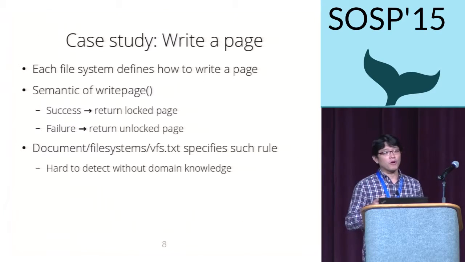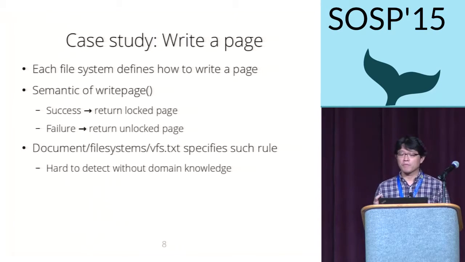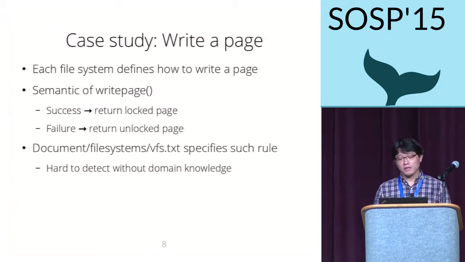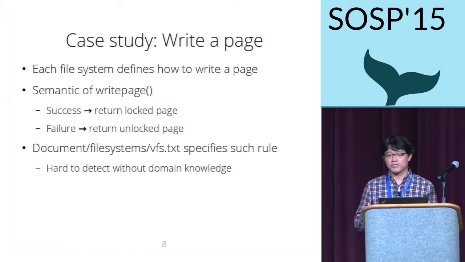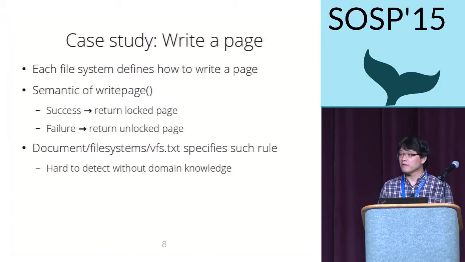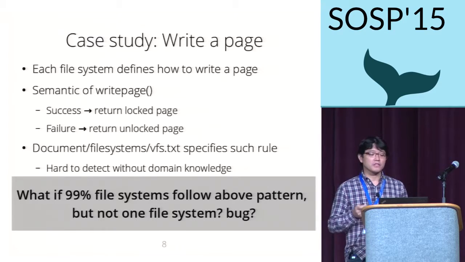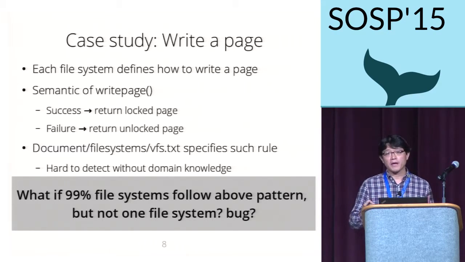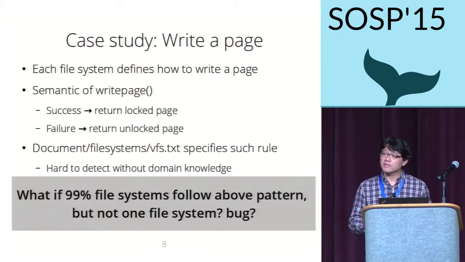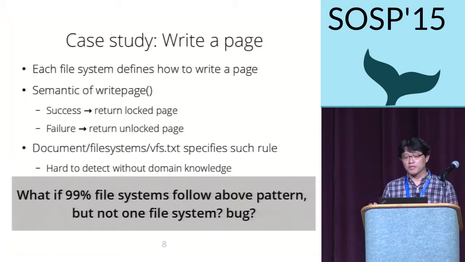Let me give you another, more interesting and more complicated example: writing a page. Each file system should define how to write a page because each can define its own disk layout. The Linux documentation specifies the locking rule of the write page operation: on a successful return, the page should be locked, and in case of an error return, the page should be unlocked. So our question is, can we find this kind of bug by leveraging multiple file system implementations? In other words, if the majority of file systems already correctly follow the locking rule, can we consider one or two deviant implementations as a potential bug?